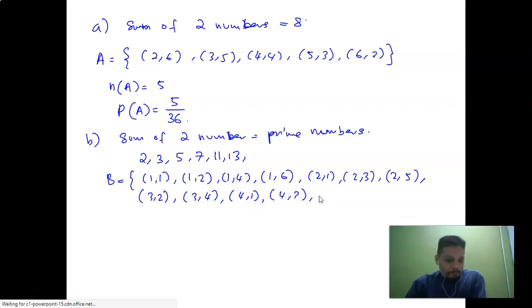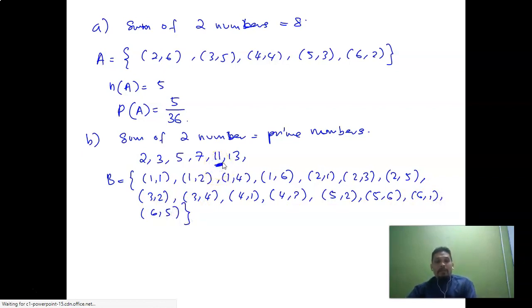4, 3, 5, 2, 5, 6, 6, 1, and 6, 5. Okay, we end up until 11. Okay, so because 13, the highest number on the dice is 6, so 6 plus 6 equal to 12, so it won't reach 13 here. Okay.